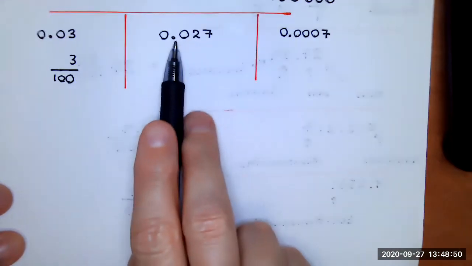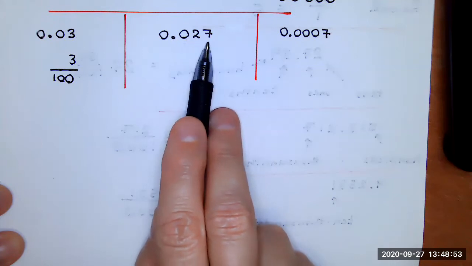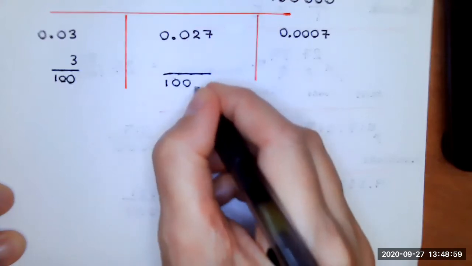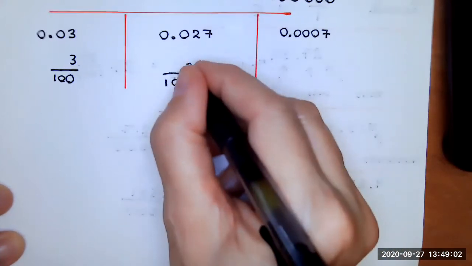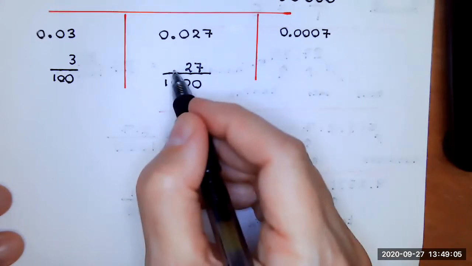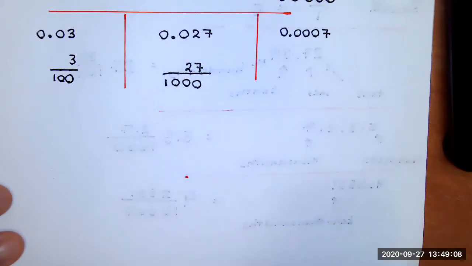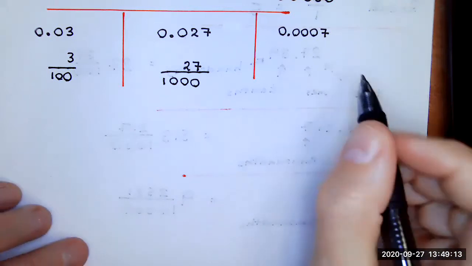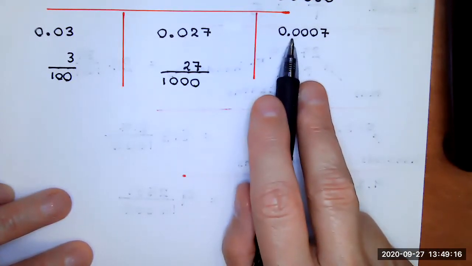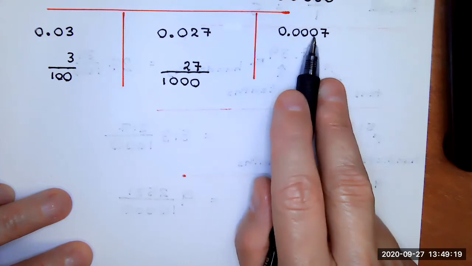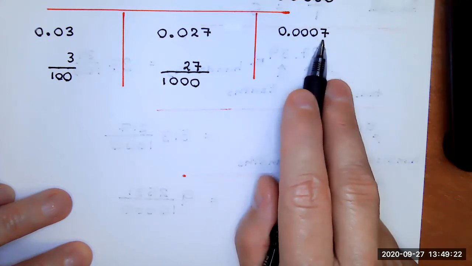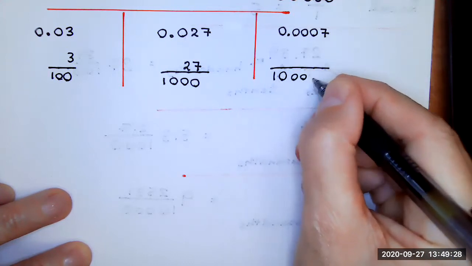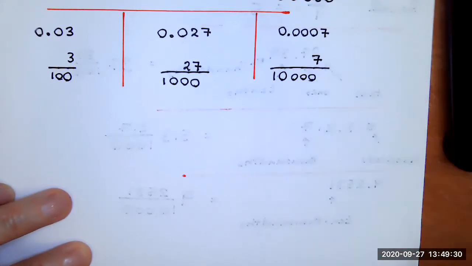All right, so we count tenths, hundredths, thousandths. So the denominator is 1,000. And then you just write the 27. Remember, you wouldn't put the 0 in front of it. That would be like saying, I have $27. All right, and then this one, tenths, hundredths, thousandths, 10,000ths. And that's how you write that one.